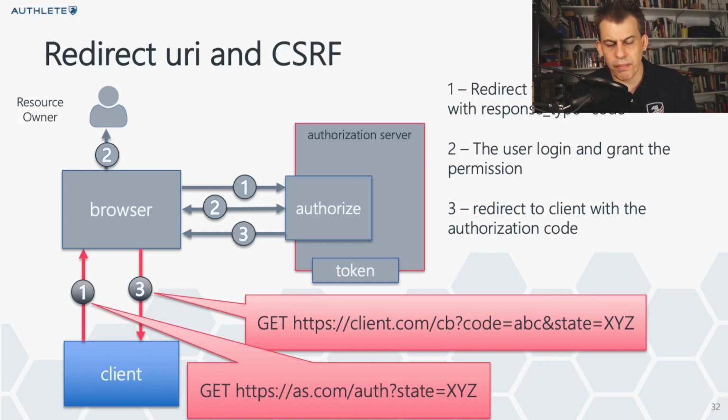So here in the example, the client can attach to the request state equals XYZ. When we're receiving back the authorization code, we receive also the state equals XYZ. That allows it to compare and contrast and check, realize if the request is spoofed or not, right?